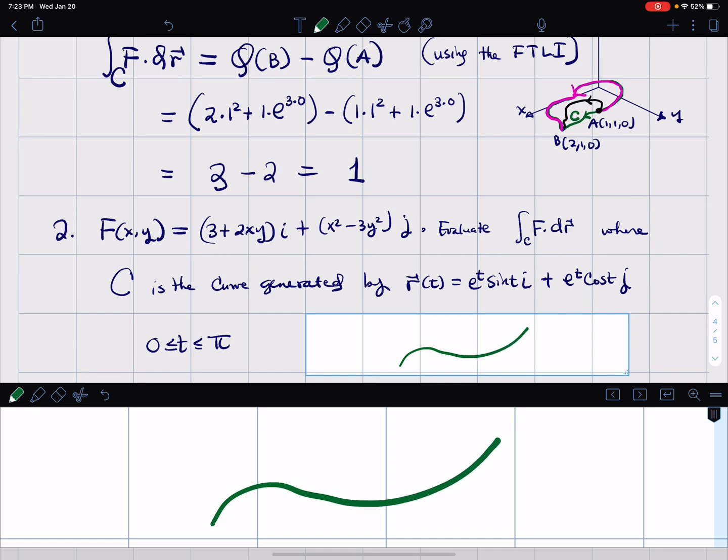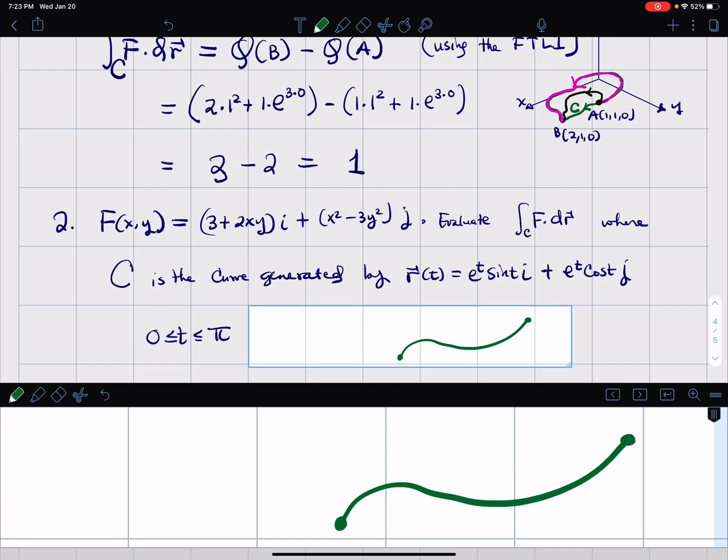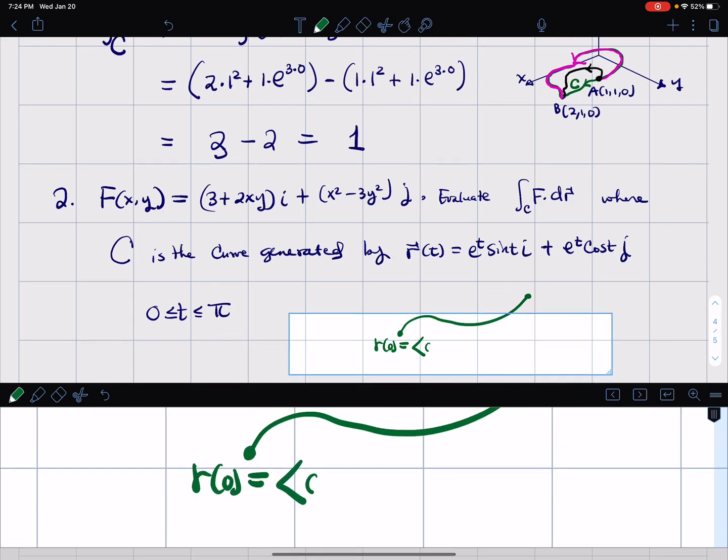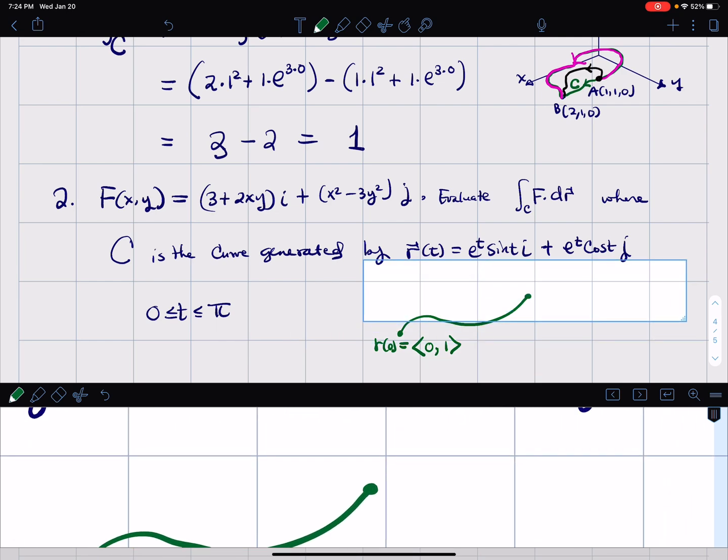Okay, so what do we have? We have our C, and C goes from r(0). If you plug in 0 for t in the first component of r, you just get 0, and in the second component, you get 1. Now r(pi): if you plug in pi, you get 0 for the first component, and for the second component, you get negative e to the pi.